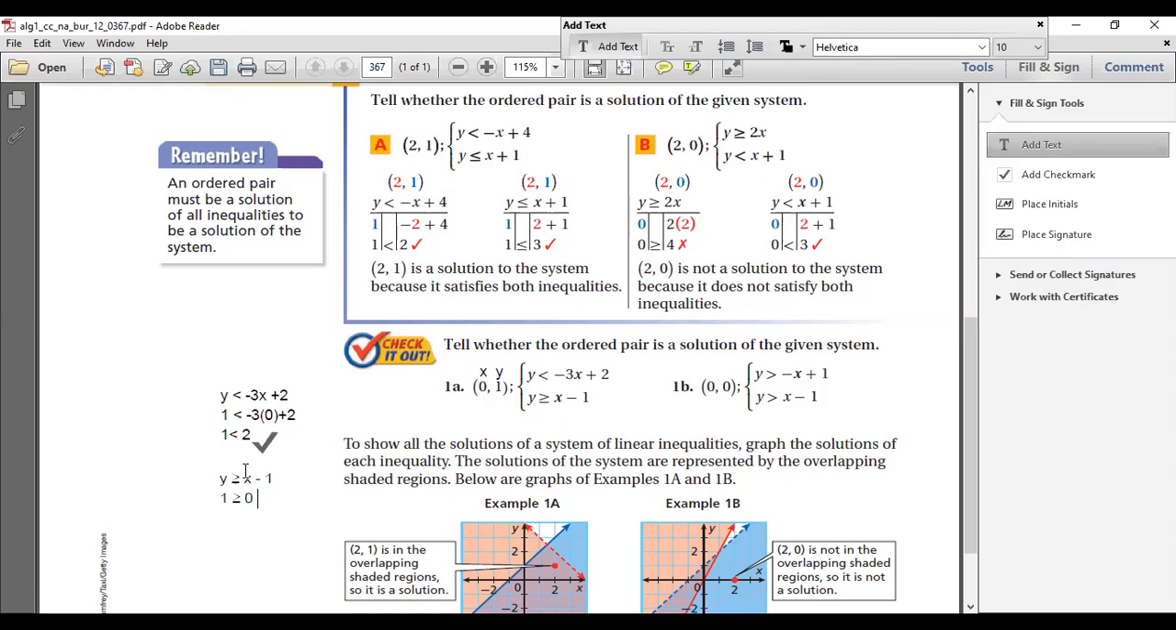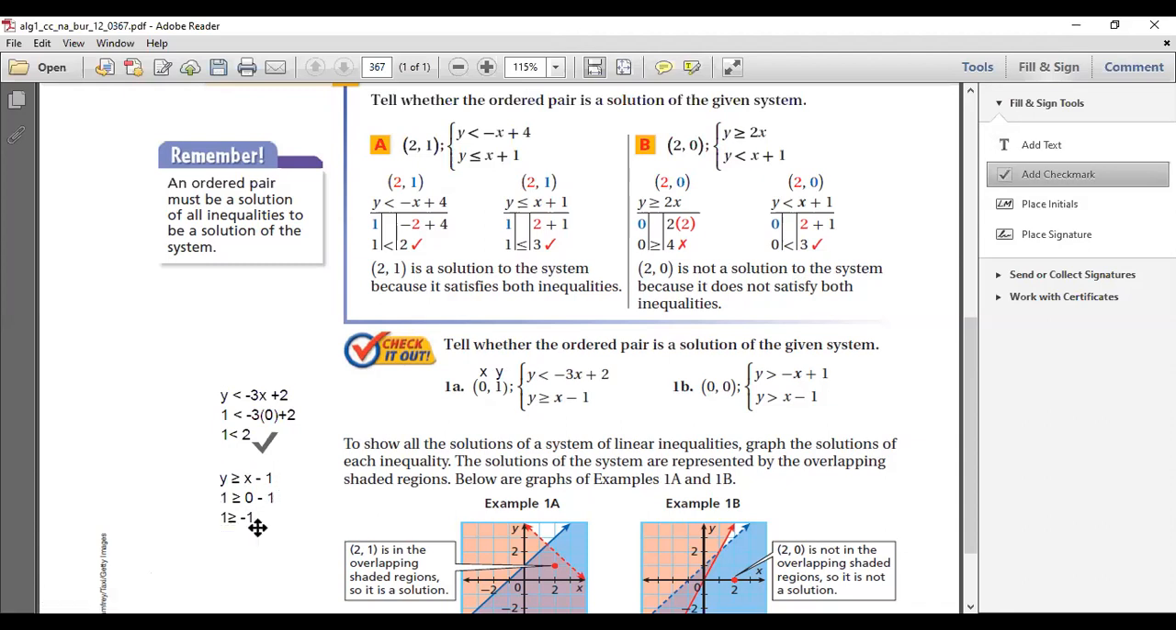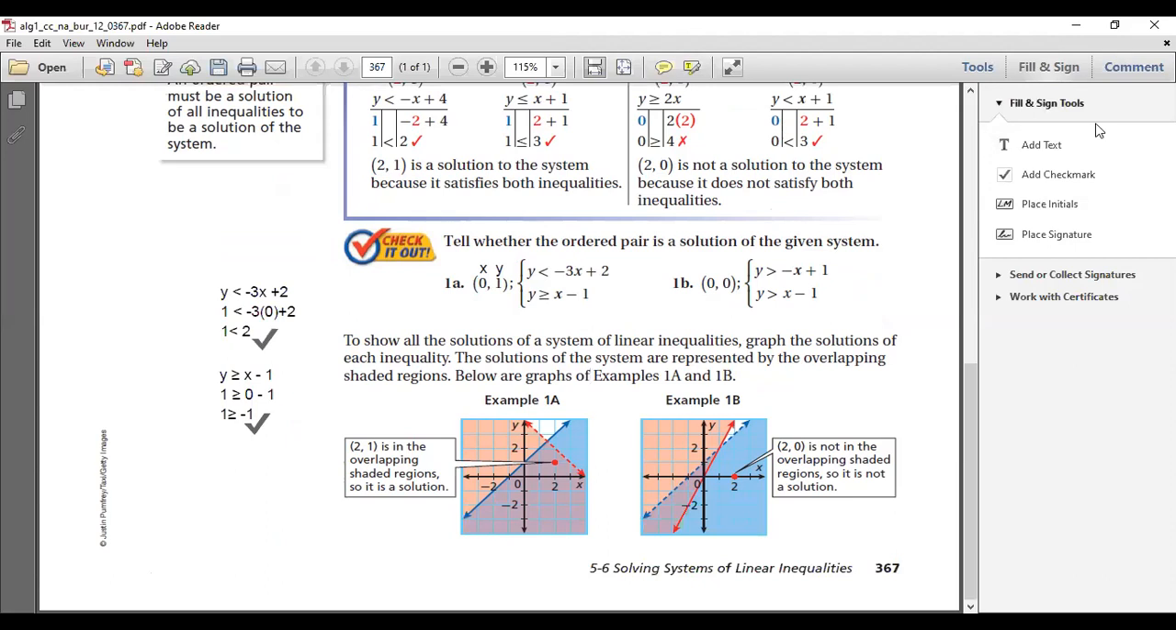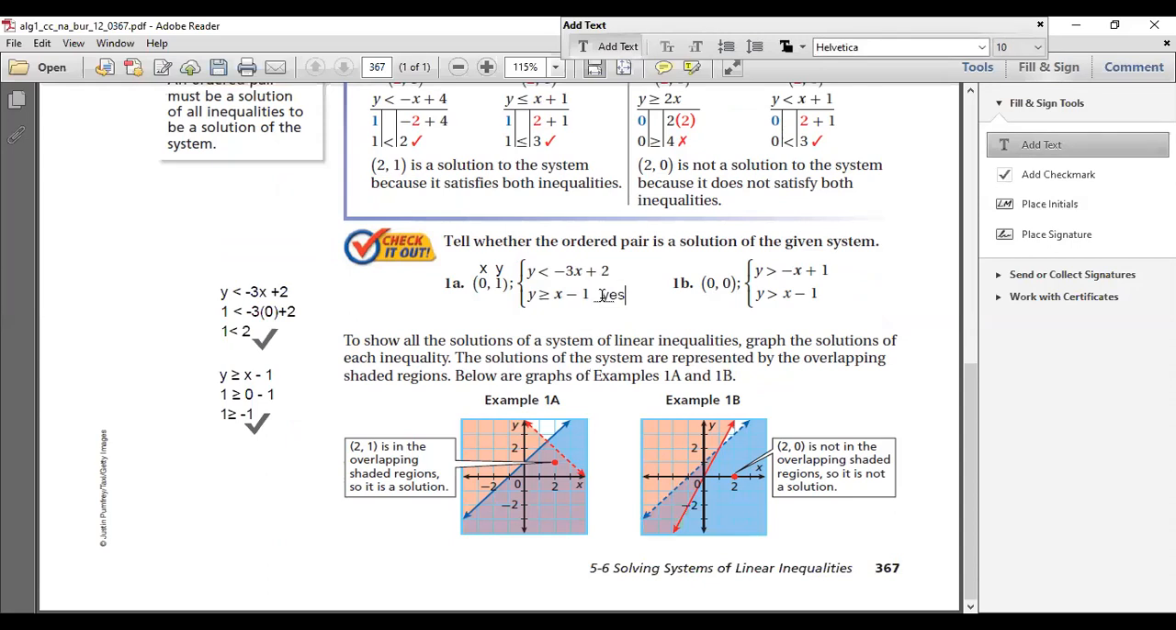So 0 minus 1. Now, how much is 0 minus 1? 0 minus 1 is going to give you negative 1, right? So 1 is of course greater than negative 1, which means this part of our inequality is correct as well. So when both the inequalities are satisfying the same point, you just have to say it is a solution. Just simply make it easy for you, just say yes, it is a solution.